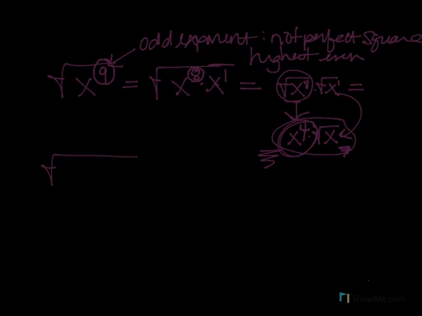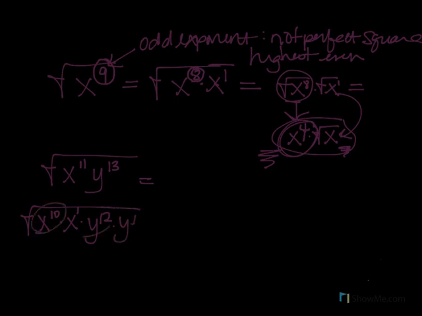Say, for instance, I have x to the 11th, y to the 13th. Okay, we'll do 2 at a time. All right, so x to the 11th is an odd, so we're going to express it as the highest even we can. That's going to be x to the 10th and x to the 1st. Still have 11. Y to the 13th is going to be y to the 12th times y to the 1st, both underneath the square root. What I like to do is circle my perfect squares, and they're going to come out.